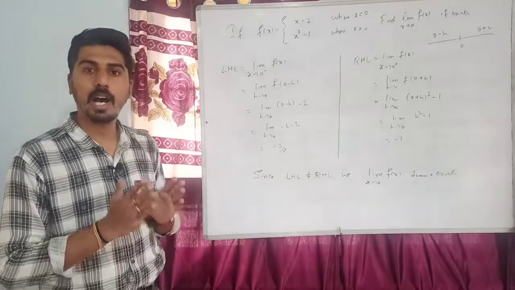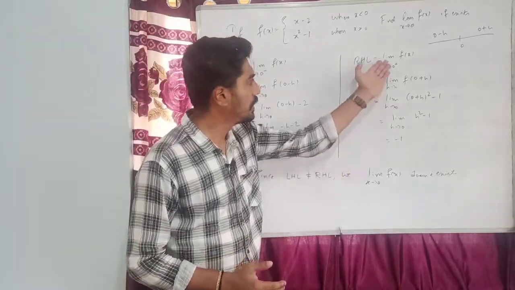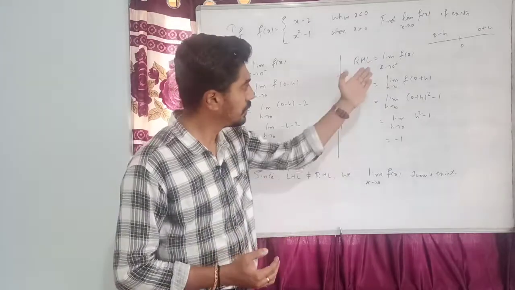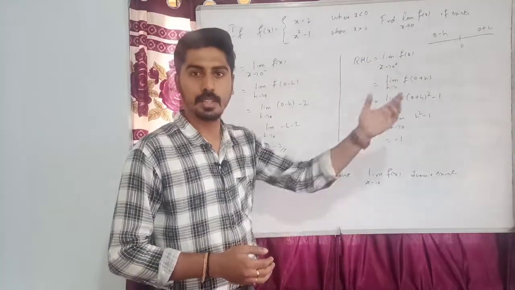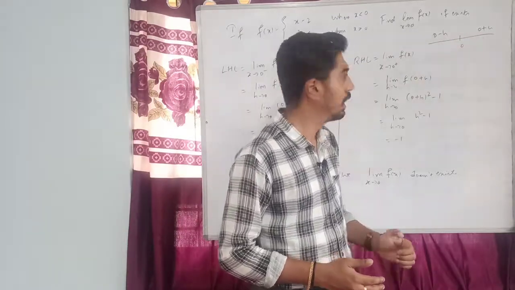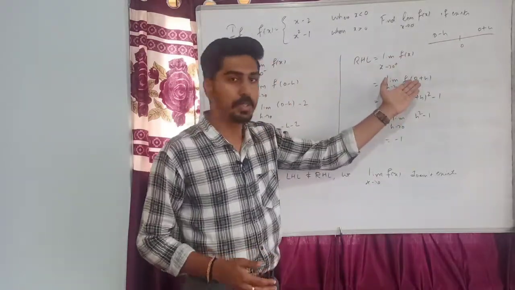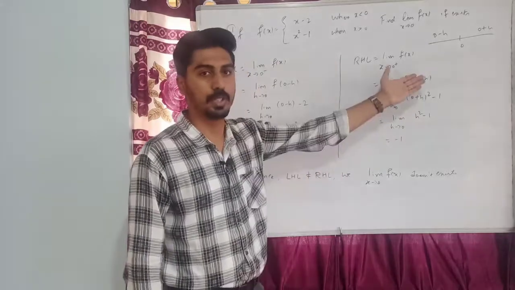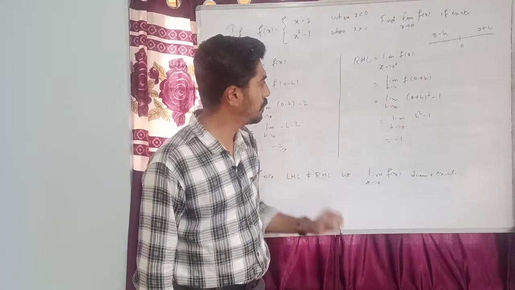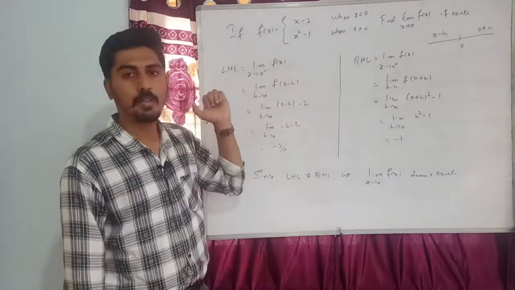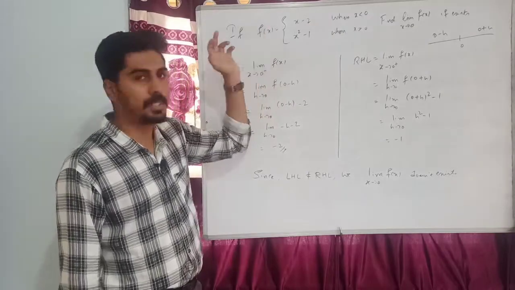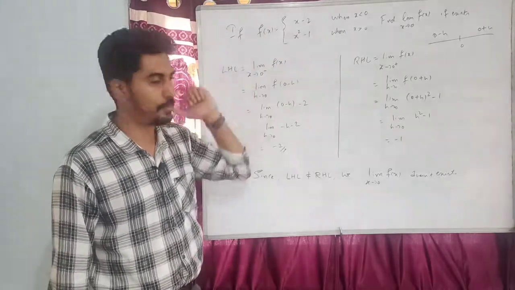Now to find out RHL, which is the limit of f of x as x tends to 0 plus, I have to approach 0 from the values greater than 0. The values greater than 0 are of the form 0 plus h. So I substitute x equal to 0 plus h and let h tends to 0. Limit of f of 0 plus h as h tends to 0. By the definition of f of x, for the values greater than 0, the function f of x is defined as x square minus 1.